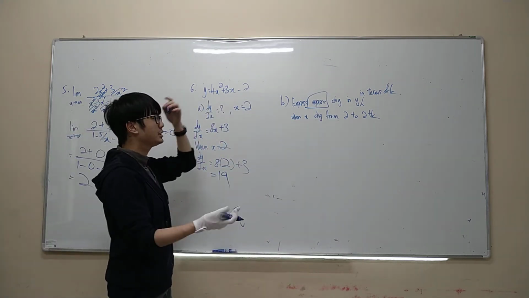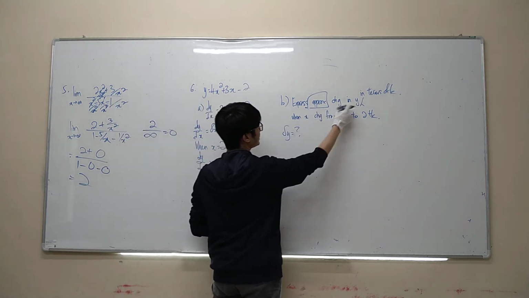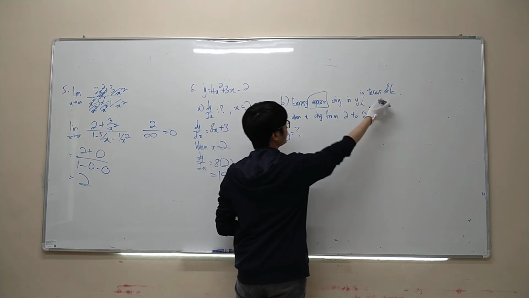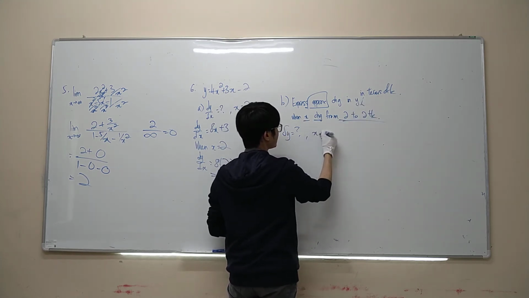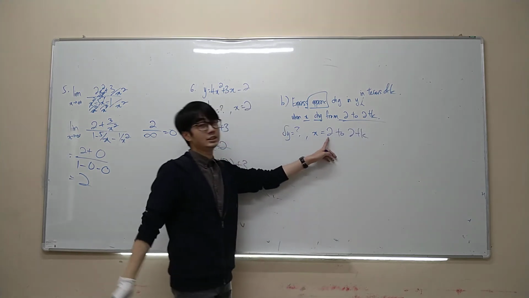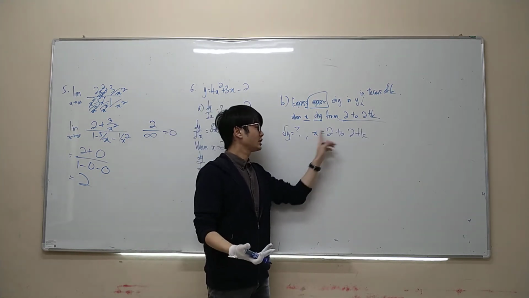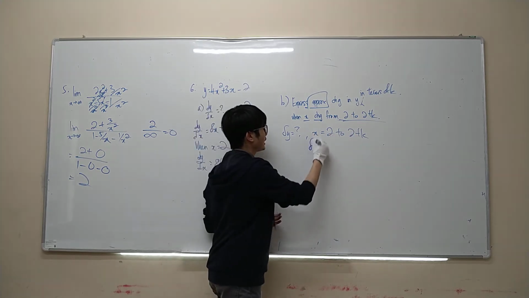Next, express approximate change. Approximate change and small change are the same. When you see the word approximate change or small change, it means delta y. In terms of k, when x changes from 2 to 2 plus k, it means 2 is the original value, and x changes from the original value to this new value. So what I can do is find the delta x here.